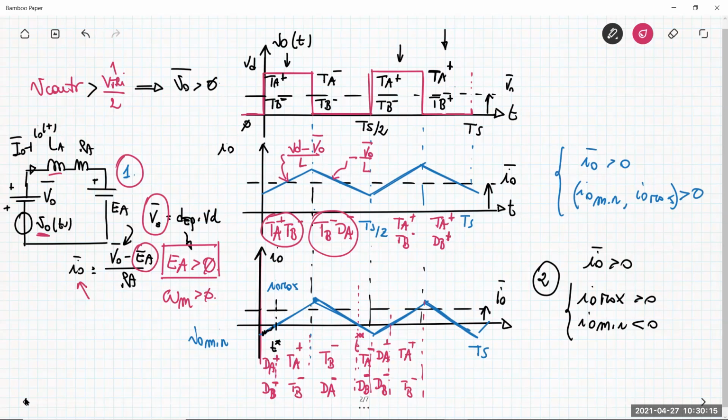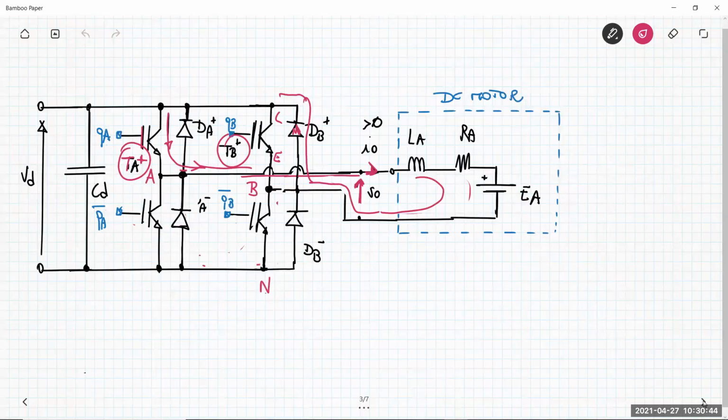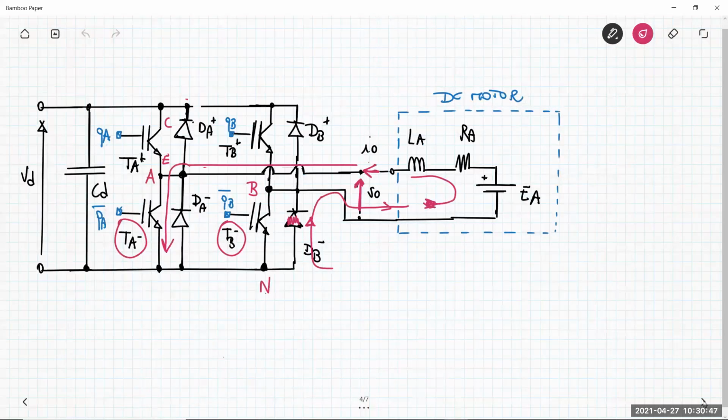The fourth subinterval has a first part, in which the current is positive, so we can get the result that we previously analyzed, TA plus and DB plus, and then we have another subinterval into these four intervals in which you have negative current. Okay, so TA plus and TB plus are on, but the current is negative. So we need to analyze it a little bit in detail.